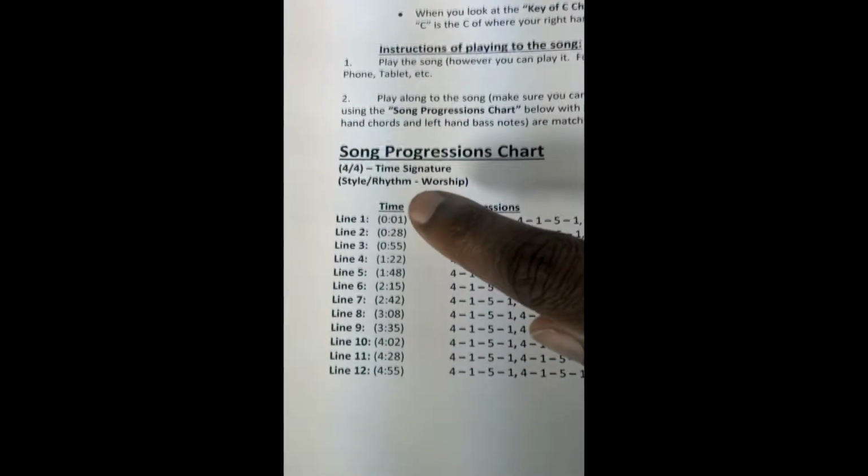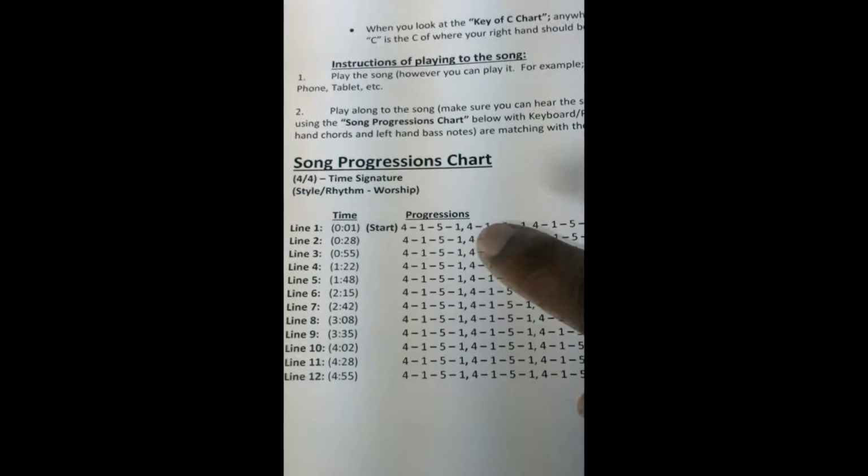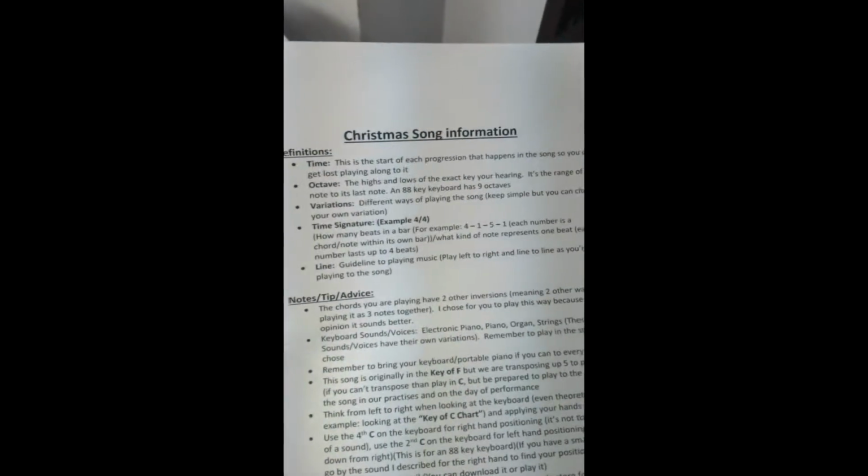You look on the second page of the paper, or if you have it on the internet as a download, right there, the time. So when you start playing these progressions, 4-1-5-1, the first four you play starts at 0-1 seconds in the song when you're playing along to the song. For example, 4-1-5-1.